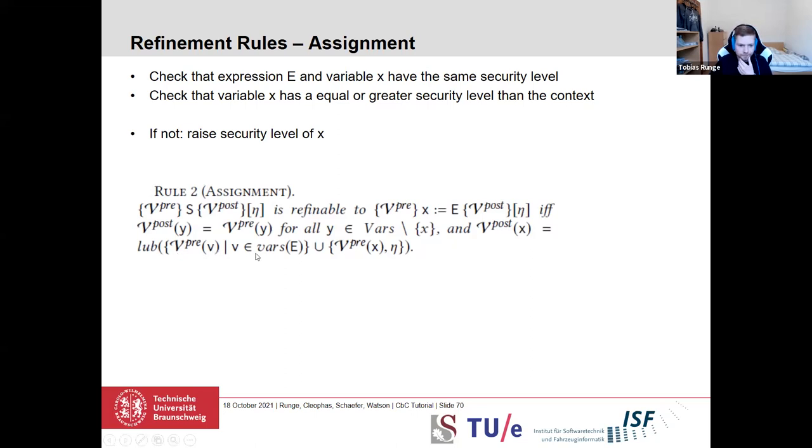And here, what are the specific conditions that we have to check? In expression E, there could be some variables with specific security levels, so we collect all of these. We collect the security level of X before executing this statement, and we have our security context eta. All of this combined should be our new security level of X. And for example, if X is low and we assign some secret information to it, we have to update X to be secret.